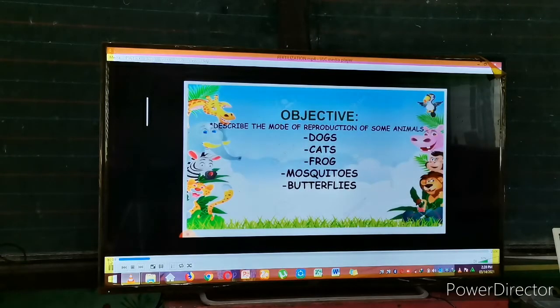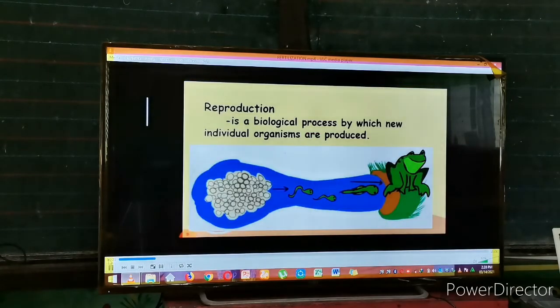Paano sila nagpaparami? So the objective of our lesson is to describe the mode of reproduction of some animals. We are going to include dogs, cats, frogs, mosquitoes, and butterflies. Reproduction is a biological process by which new individual organisms are produced. Ito ay natural na proseso kung saan ang isang organismo katulad ng hayop ay nagpaparami. Yan yung tinatawag na reproduction.